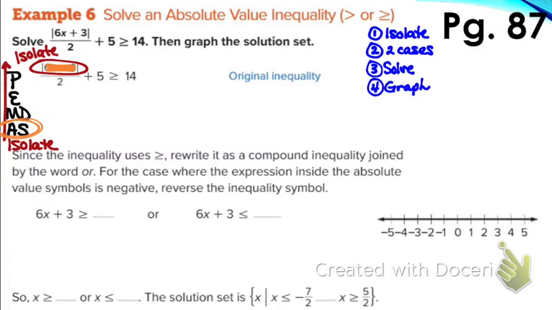Subtract. What am I subtracting? I can't subtract 3. Remember, I can't touch any of the stuff that's inside my absolute value. Subtract 5. We're going to subtract 5 from both sides. What's 14 minus 5? 9. So I have absolute value of 6x plus 3 over 2 is greater than or equal to 9.